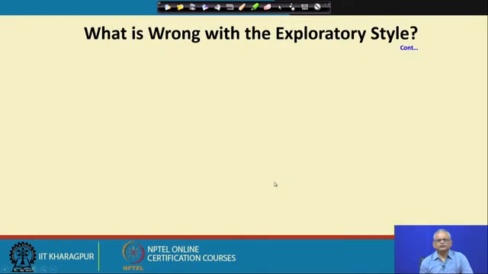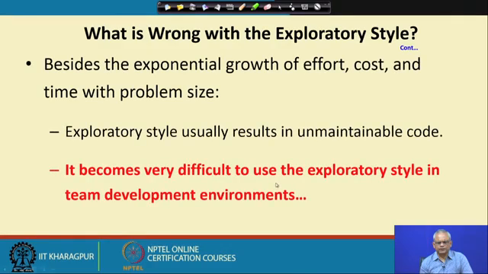But then the question naturally arises: why is it so? What is wrong with the exploratory style? Why is it that in the exploratory style, the cost, effort, and time to develop increase exponentially and also break down after a certain size? And the other symptoms are that the programs are of poor quality, unmaintainable, and it is very difficult to use the exploratory style in a team development environment.